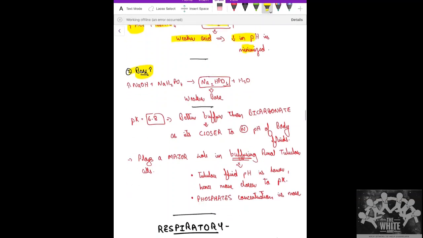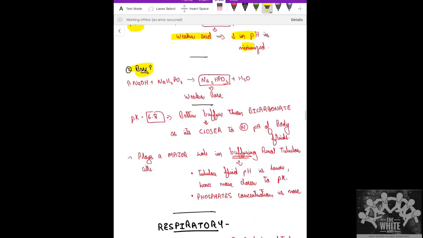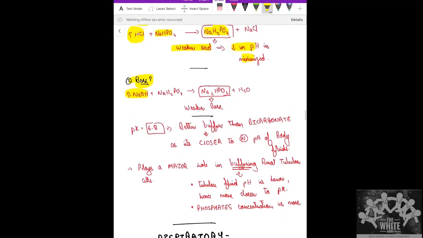Coming to alkalemia, let's say there is an increase in NaOH. It combines with NaH2PO4 to form Na2HPO4. Again, same, it is a weaker base. So the change in pH is again minimized.